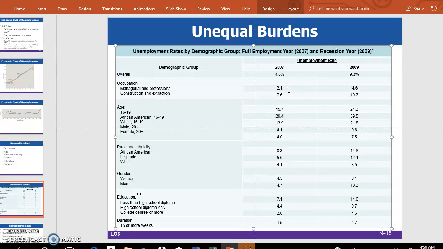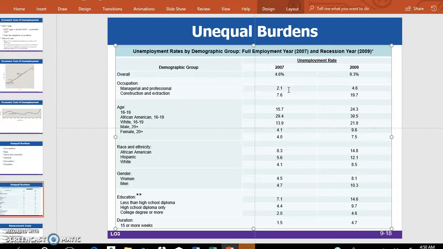But then that also, this 2.1 doubled to 4.6, right? And then construction and extraction jumped to what? So from 7.6 to 19.7 between 2007 and 2009. So this was indeed, 19.7 was indeed very high.